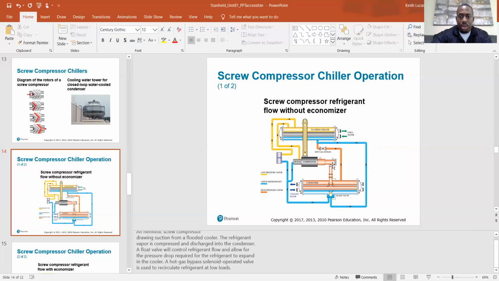It's going to pump our high pressure gas into our condenser, and then it's going to condense into a liquid, and it's going to shoot that liquid through our metering device into our evaporator coil, and then it's going to go through our suction line and back into our compressor. Same exact cycle, same four major components: compressor, condenser, metering device, evaporator.